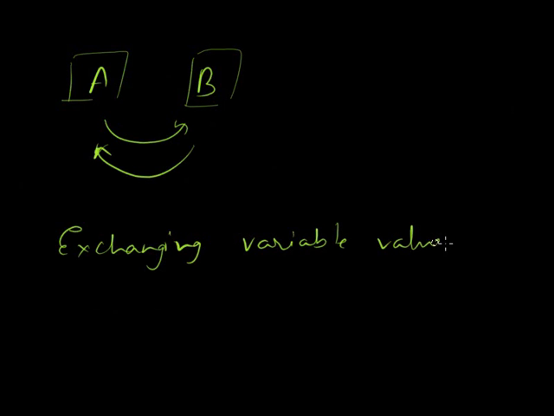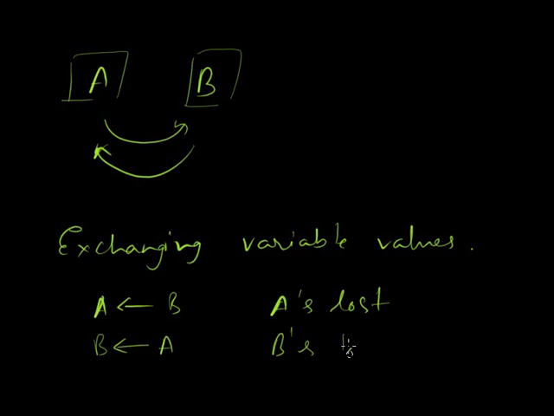So how would we go about solving this problem? If you directly put B's value into A, now A's value is lost, right? So if you store B in A, A's value is lost. Same is the case with B, right? If you put A's value in B, B's value is lost. So how will you solve this problem?